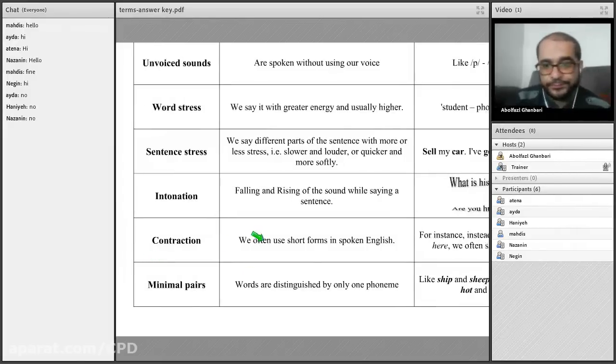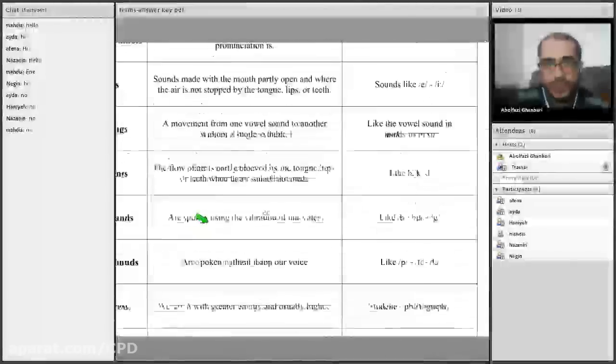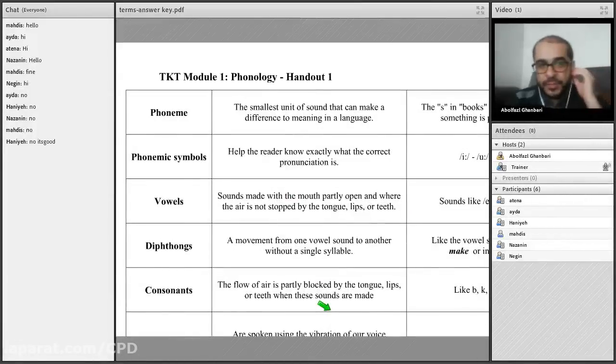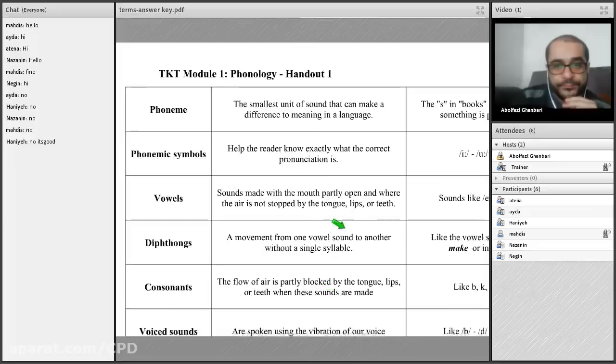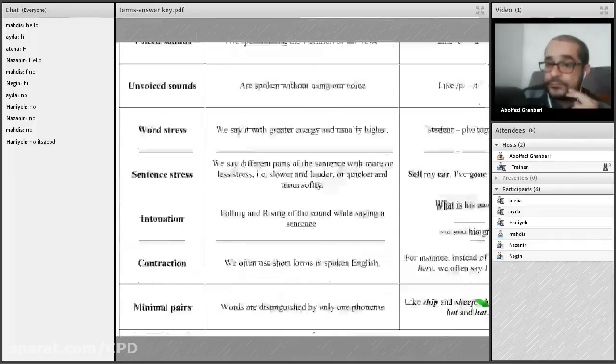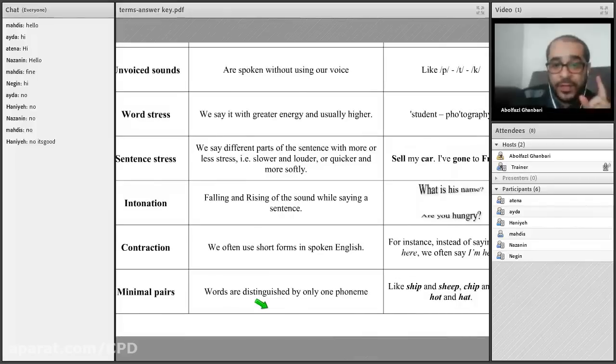Hope, do you have any question? No. Mahdi, what is minimal pair? Can you hear? Turn on the microphone. Yes, I can hear you. Some words like cat, hot, or ran. Words are distinguished by only one phoneme, one sound. Yeah, like pat and mat, ship and sheep.